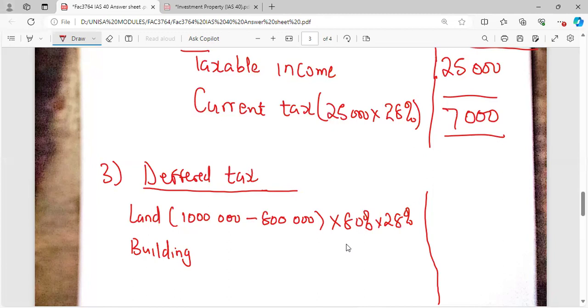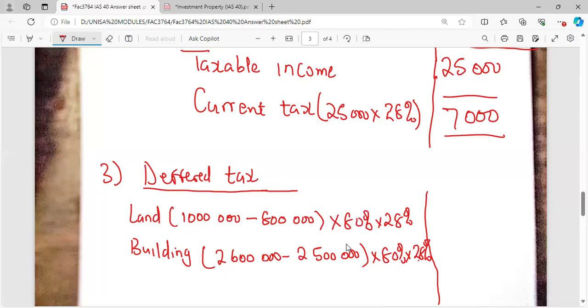Then you come to the building and then you say 2,600,000 minus 2,500,000. I think you guys, you know where we got this figure. Times 80% times 28%. Right? So that's how you get your deferred tax.